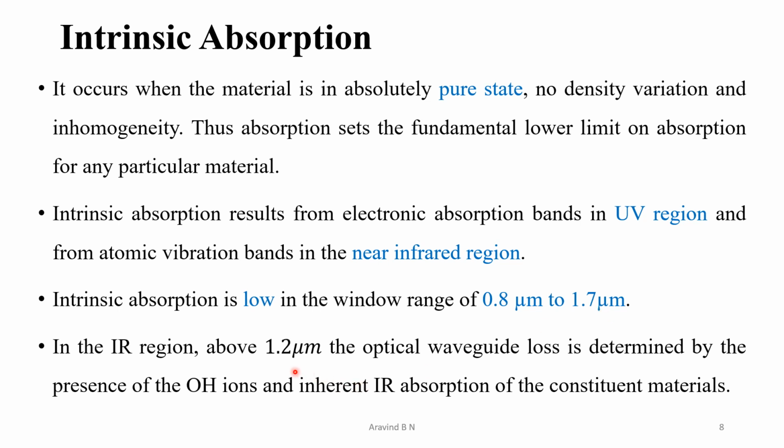When it comes to the infrared region, above 1.2 micrometer, the optical waveguide loss is determined by the presence of the OH ions and inherent IR absorption of the constituent materials. Anyhow, these two points we can understand in the graph that will be shown next.